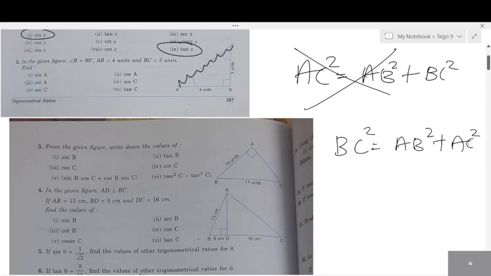Okay, try one question. Try this. Apply Pythagoras theorem, find AC. Seventeen square is equals to 15 square plus AC square. Keep AC square as it is. Don't shift that. Convert this.